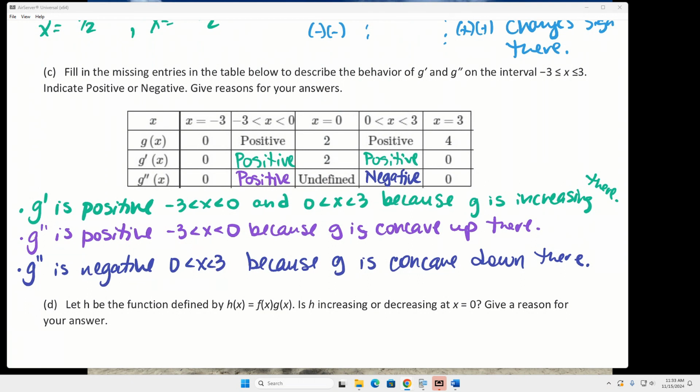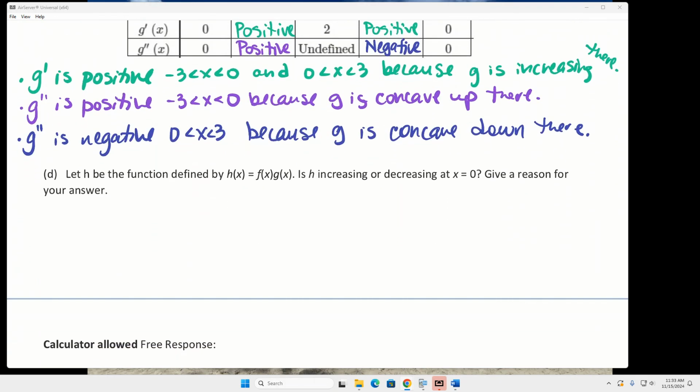Alright, and then D, we're going to let h be the function defined by f of x times g of x. And we want to know if h is increasing or decreasing at x equals 0. And we're going to give a reason. So if you had a question like this on the AP test, you would get a point just for writing the product rule. And so to decide if h is increasing or decreasing, we need the derivative.